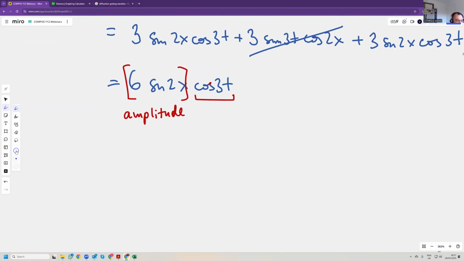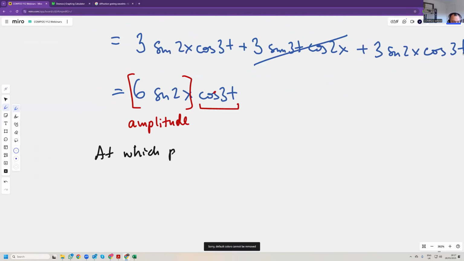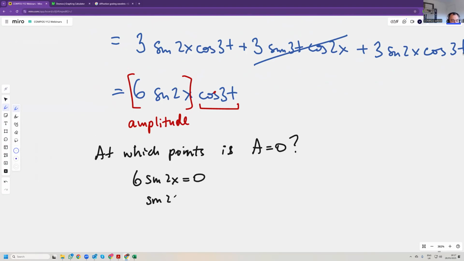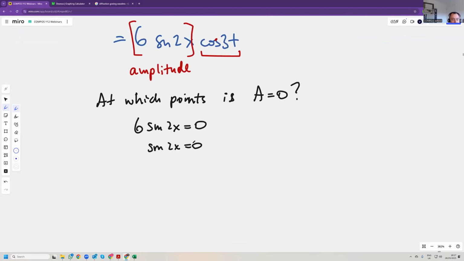At which points is the amplitude 0? Well, 6 sine 2x equals 0. So sine 2x equals 0. And we know that sine is equal to 0 at 2 points on the circle. So that's 0 plus 2 pi k, and pi plus 2 pi k. Or simply put, 2x is equal to pi k.